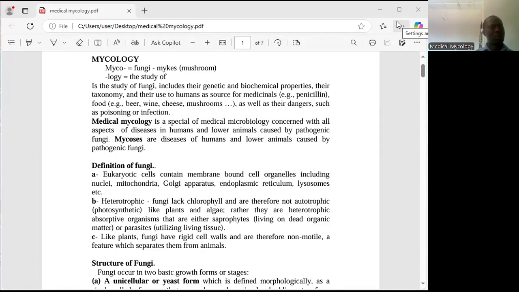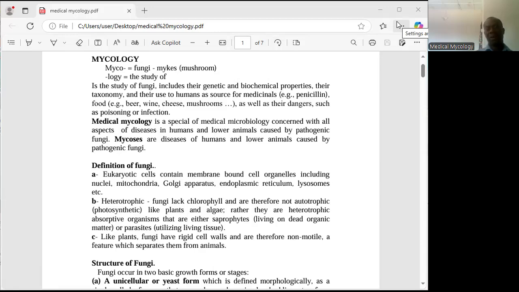So the word myco can mean fungi or myces, which is mushroom. Logy is the study of. So mycology is simply the study of fungi, and this will include their genetics, their biochemical properties, their taxonomy, and their uses to humans as a source for medicine. For example, our common penicillin. Foods like beer, wine, cheese, and mushrooms, as well as the dangers these fungi pose, such as poisoning or infections.